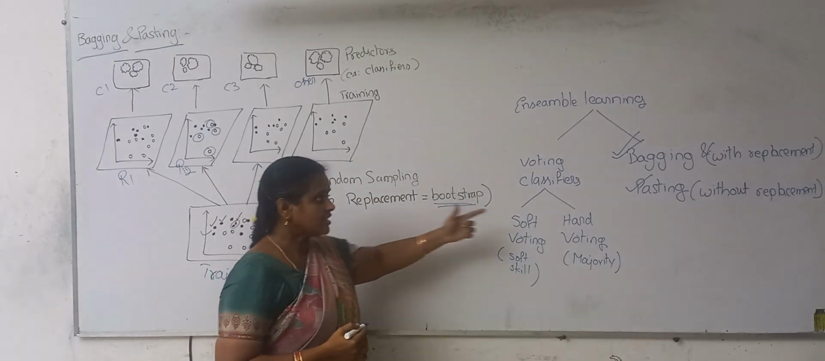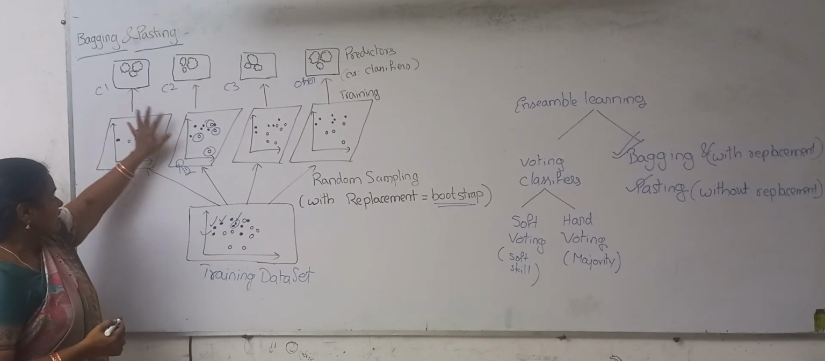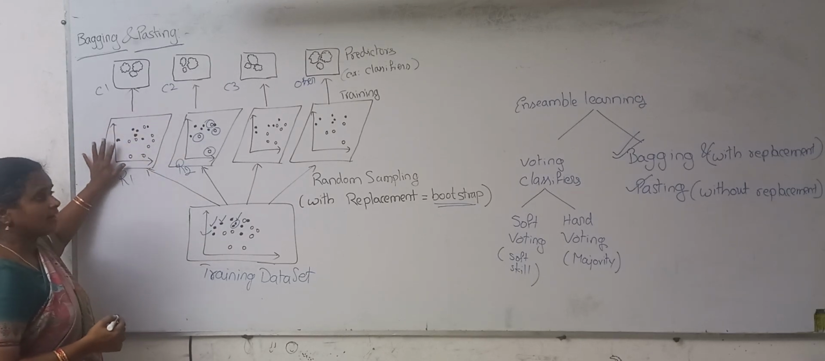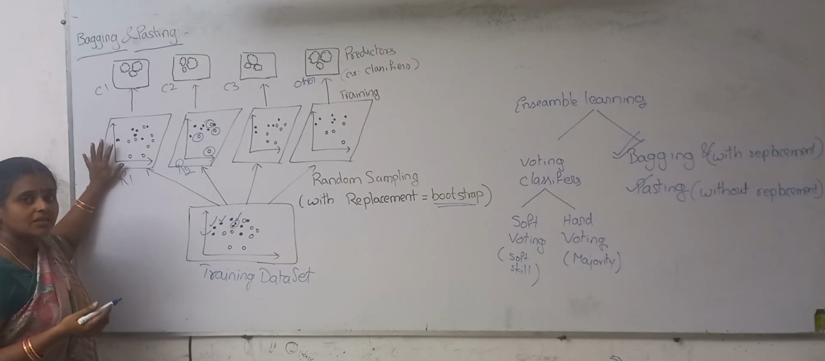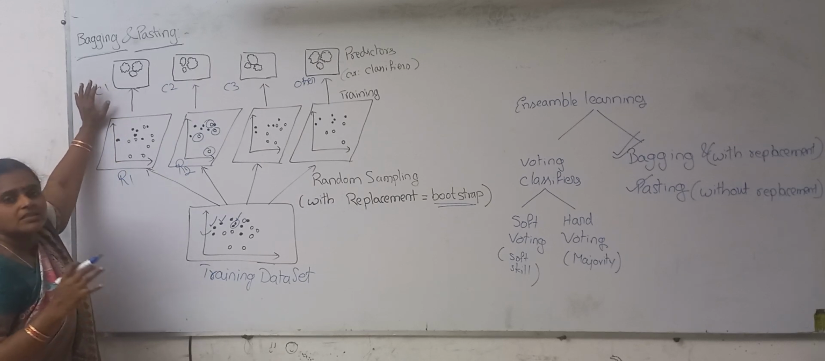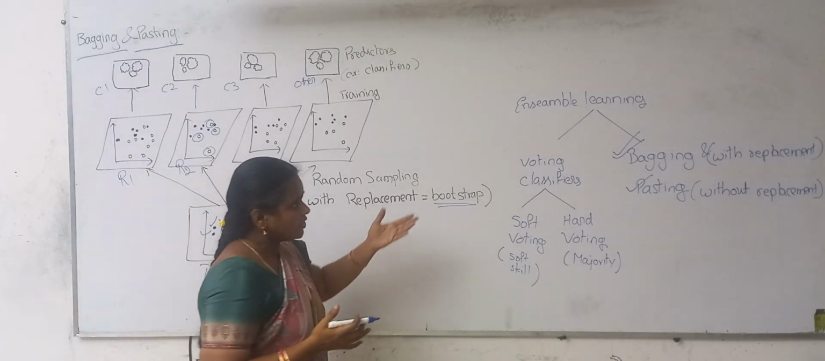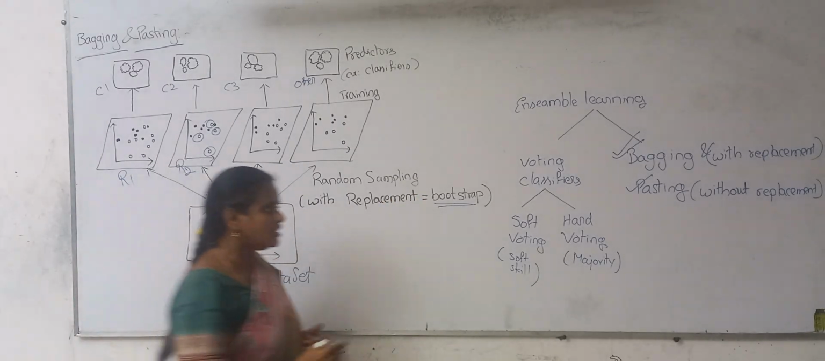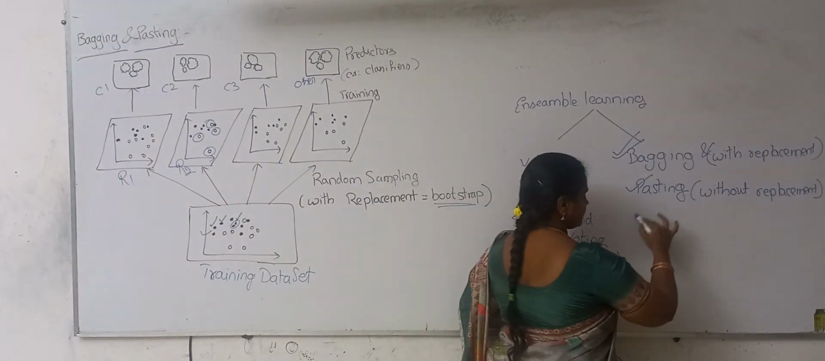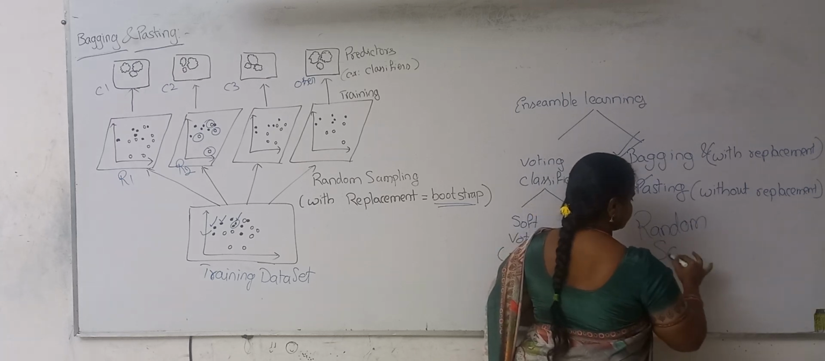And pasting is without replacement. You can't replace it. If the classification technique won't allow the replacement of this random sample 1, then you call it pasting. But any one of these techniques concentrates on the random samples of the training data set.